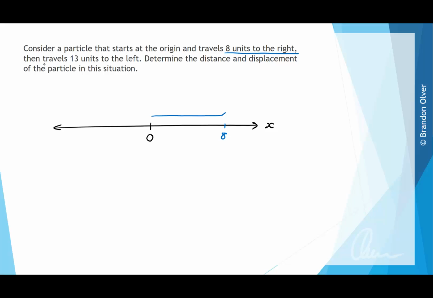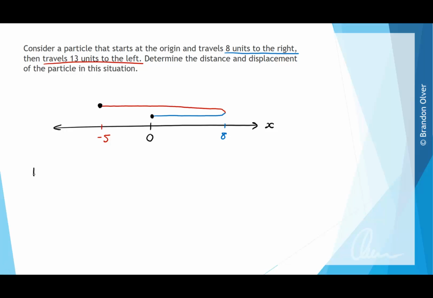And then the particle travels 13 units to the left. And we're going to treat that as the negative direction. So it's going to travel this way and it's going to go 13 units back, which will take it to -5. So this here is the final position of the particle that did start here.